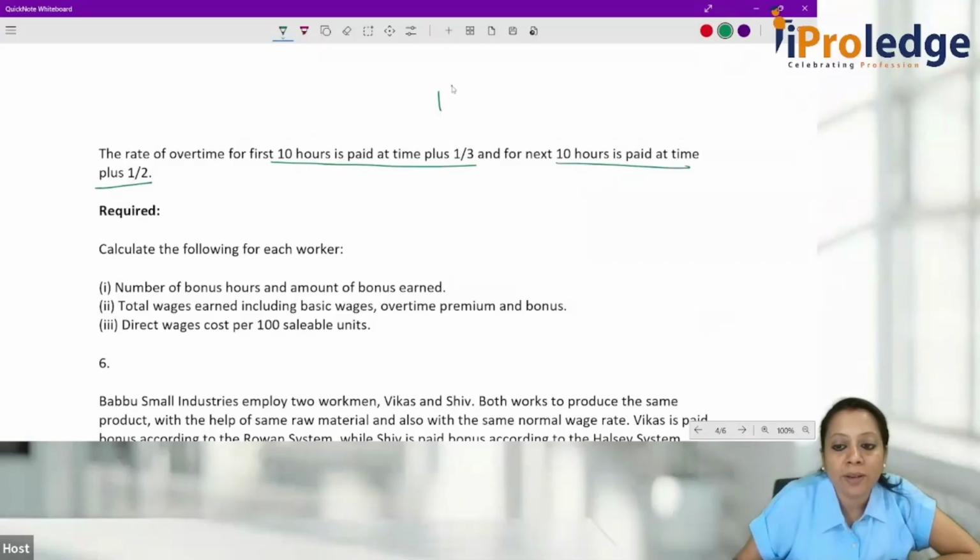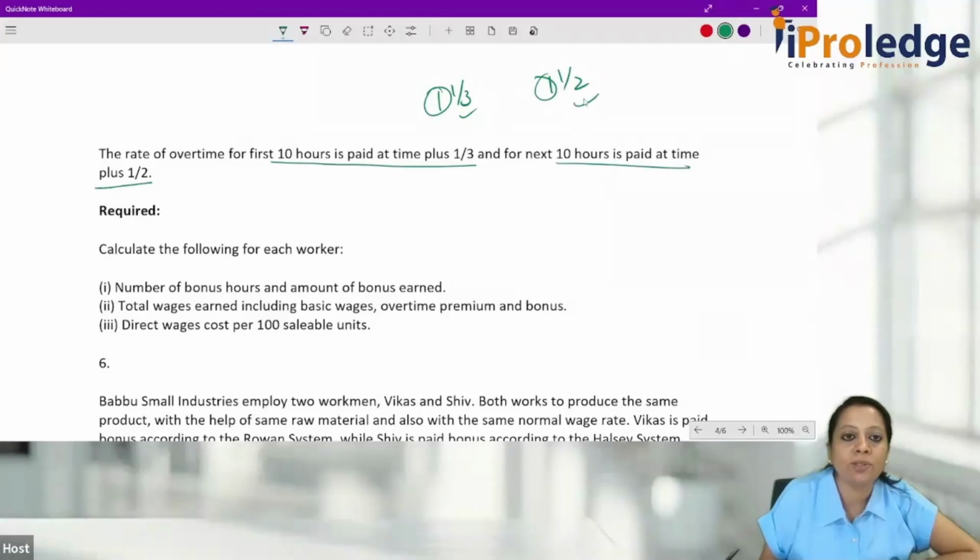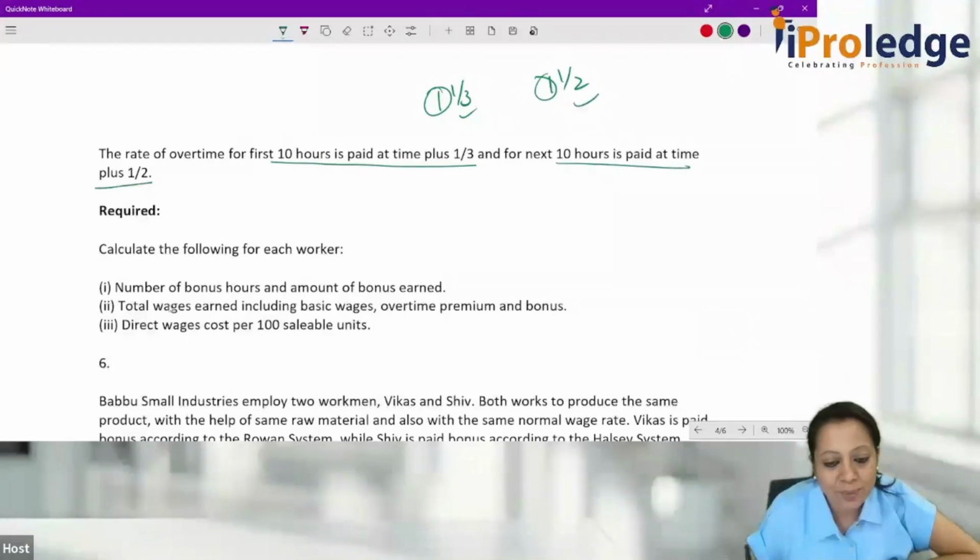For the next 10, it's paid at time plus 1 by 2. Sometimes they could give 1 by 3rd and 1 by 2 also, but all are the same. This one is basic, everybody will get that. This 1 by 3 and 1 by 2 is for overtime. Calculate the following for each worker: number of bonus hours and the amount of bonus earned. First, bonus calculation. Next is total wages earned, including basic wages, overtime premium, and the bonus.